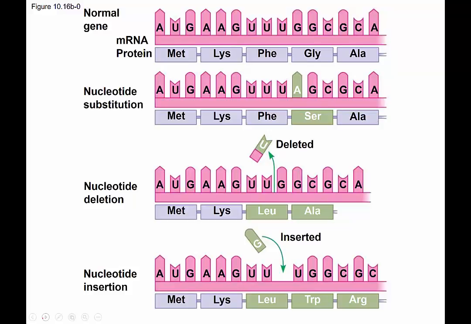So here we have the 3 major types of DNA mutations. So substitutions, deletions, and insertions. So I think these are all fairly intuitive to understand. So at the very top strand, we actually have our normal strand. So it codes for methionine, lysine, phenylalanine, glycine, and alanine.